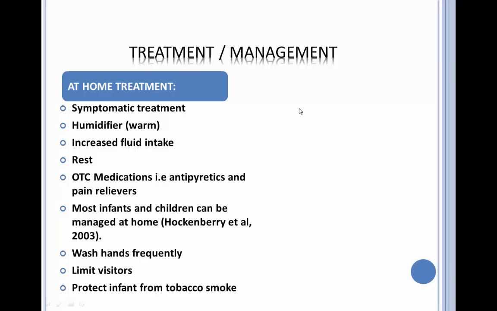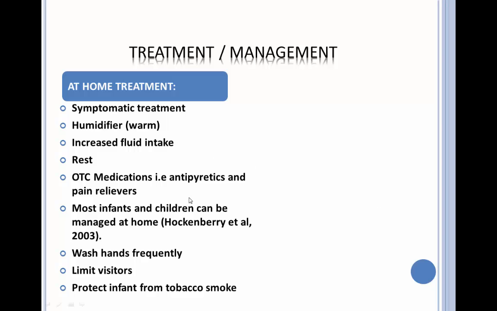Treatment is very symptomatic. Prognosis is very excellent. Most children recover in 3 to 5 days, although wheezing and cough could continue up to 4 weeks. Mortality is less than 1%. Supportive treatment: most children can be managed at home with hydration and comfort measures, increased fluid intake and rest.